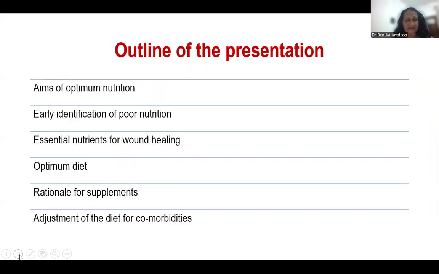These are the things I'm going to cover today: what are the aims of optimal nutrition, how are we going to identify poor nutrition early, what are the essential nutrients for wound healing, what is the optimum diet, and if there are supplements, what is the rationale, and then how do we adjust the diet for the comorbidities, because most of these wound patients have so many comorbidities. Next slide.